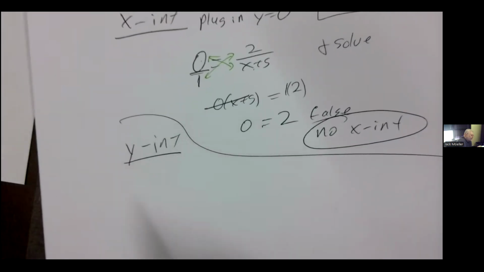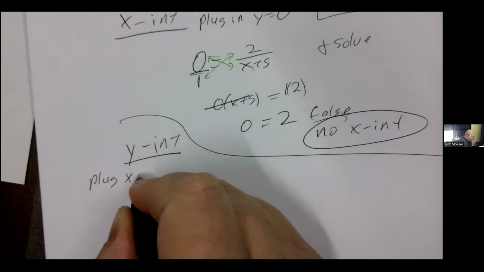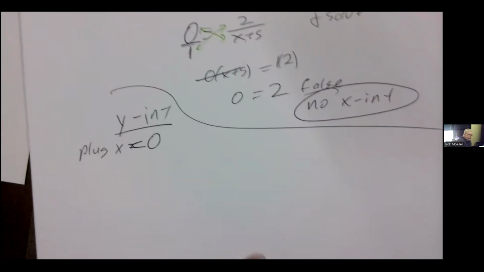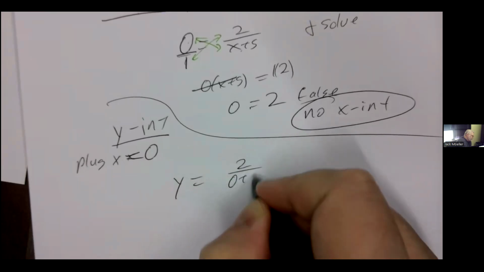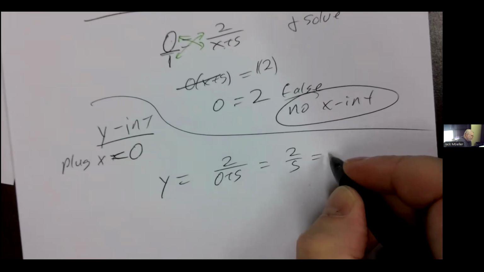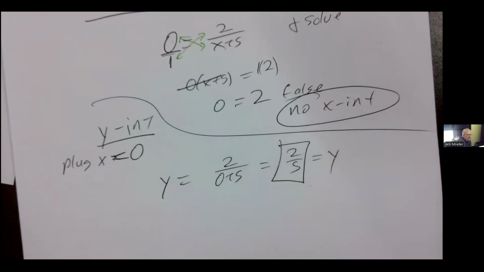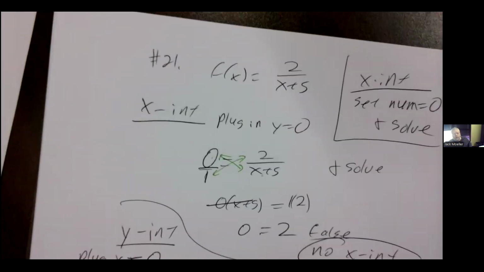Okay, so now how do you find y-intercepts? Well, again, x equals 0, which is usually going to be the nicer version of this. So we get y equals 2 over 0 plus 5, which is 2/5. There's your y-intercept. That's where this graph crosses the y-axis. Okay. And if you're a little iffy on that, what do you do? Graph it.